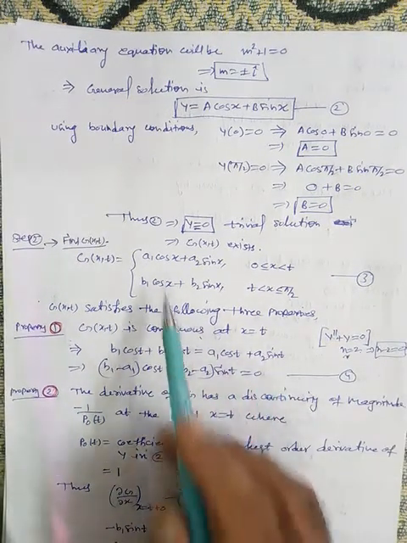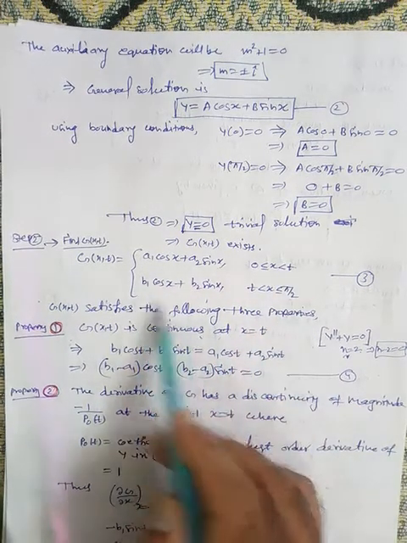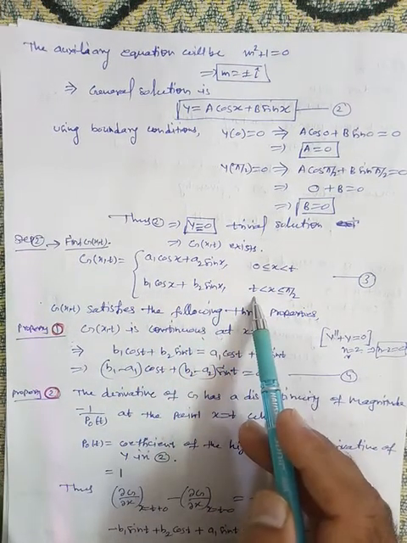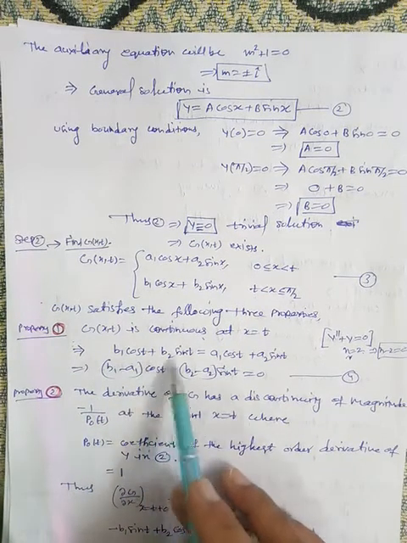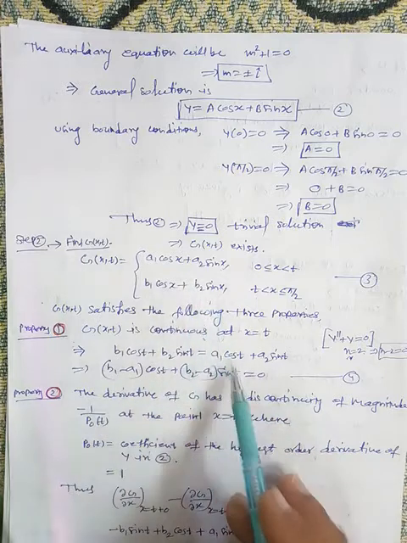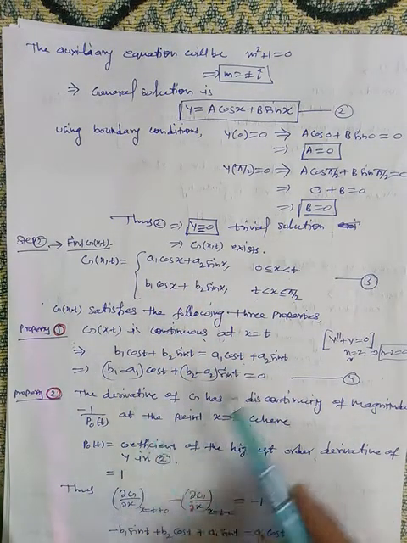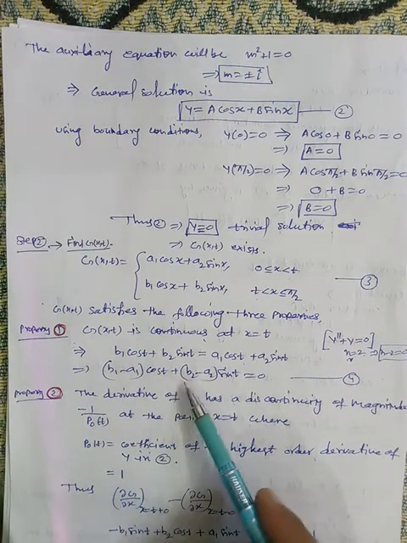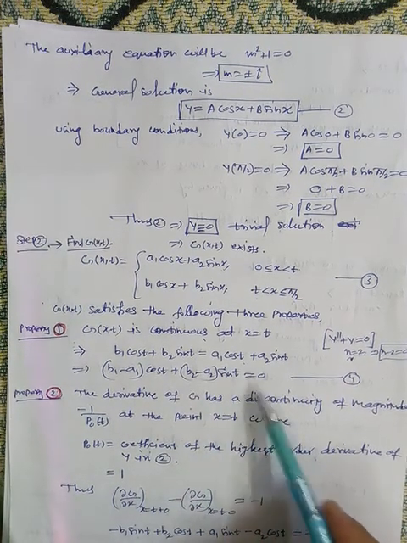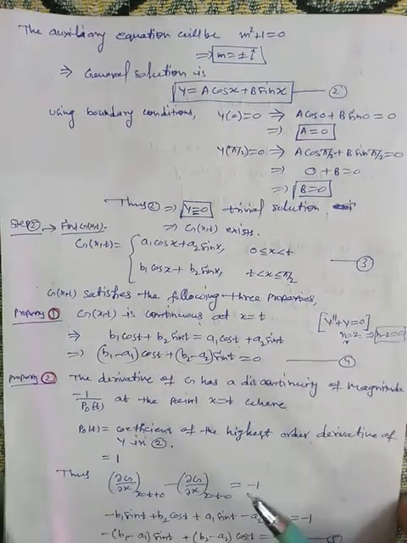This means the value of this function at point t is equal to the value of the other function at point t. So b1 cos t plus b2 sin t is equal to a1 cos t plus a2 sin t, which can be rewritten as (b1 minus a1) cos t plus (b2 minus a2) sin t is equal to 0. So this is equation number 4.